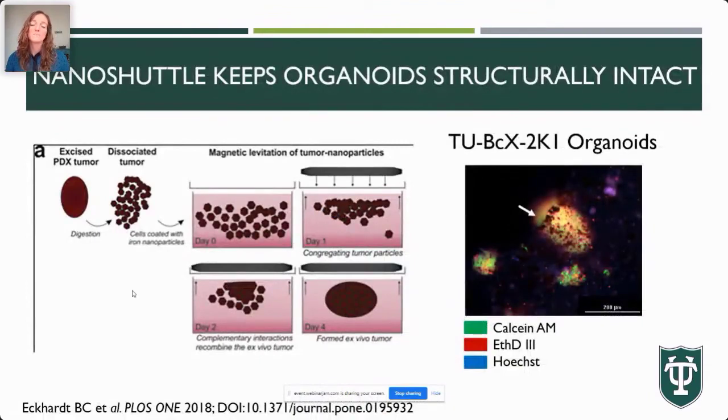And one thing I also wanted to mention that was very important for us is I mentioned the fragility of these organoids that we had encountered. A group at MD Anderson actually developed this technology of the nano shuttle. What it does is you can coat cells with these iron nanoparticles and use a magnet to help maintain the structural integrity of very delicate spheroids or organoids. This is an out of focus image, but in focus on the nanoparticles. You can see that they help hold the organoid together.